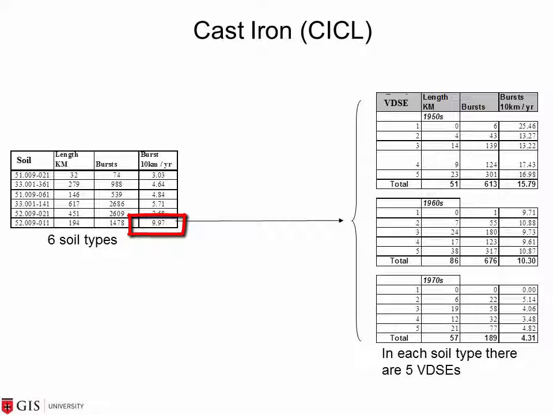52.009-011 assets perform at 9.97 failures per 10 kilometres per year. However, when we disaggregate this, the assets installed in the 1970s perform at 4.31 failures per 10 kilometres per year, while assets installed in the 1950s perform at 15.79 failures per 10 kilometres per year.